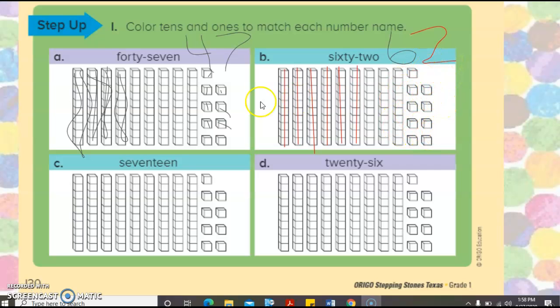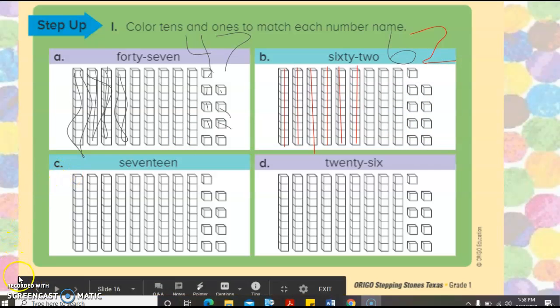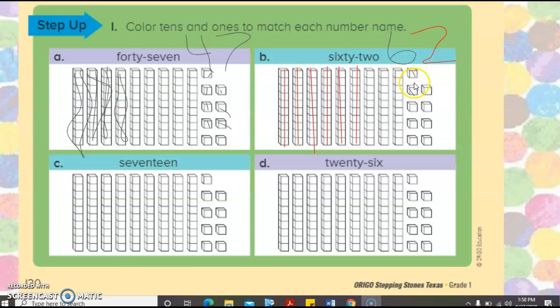So how many units am I going to color in? Pause the video and think. If you said we would color in 2 units, you are correct. We have a 2 in the ones position. We're going to color in just 2 units.